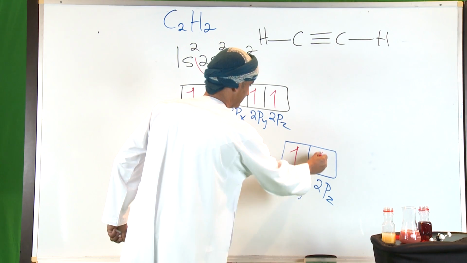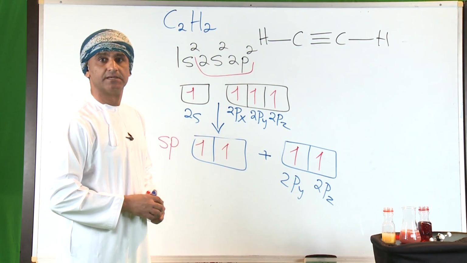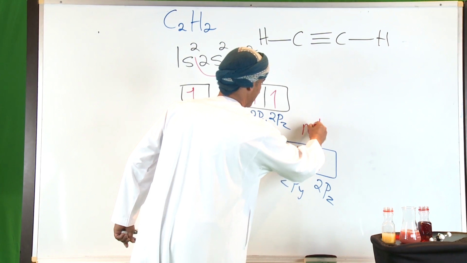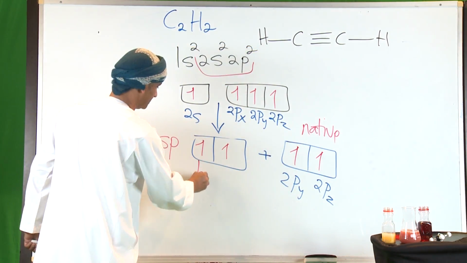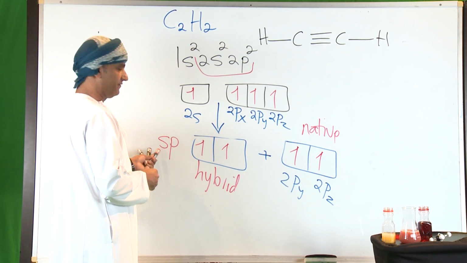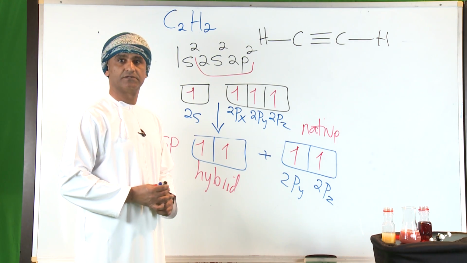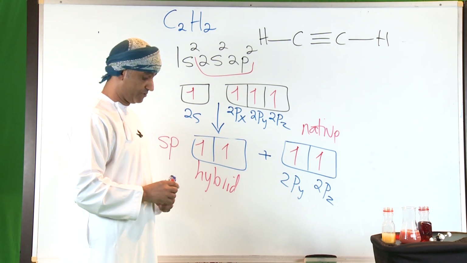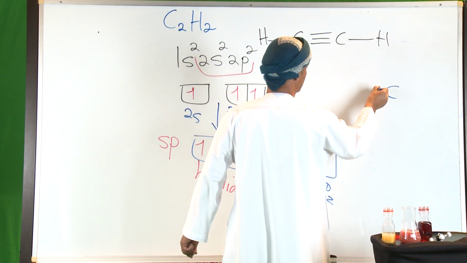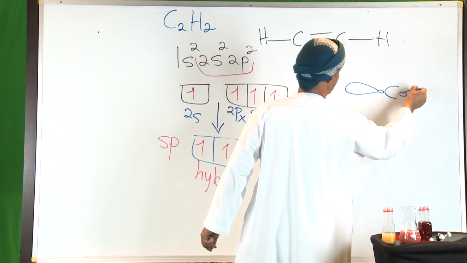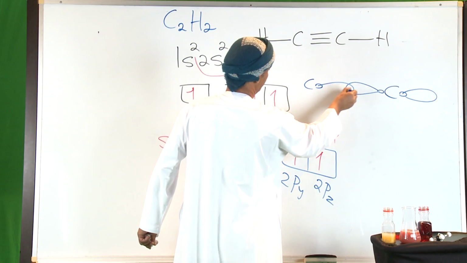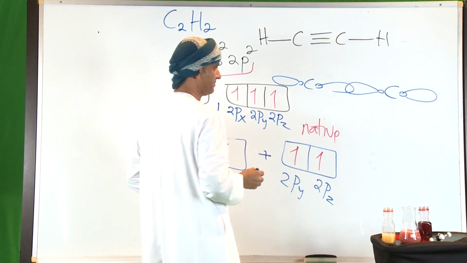And again, these unhybridized p orbitals are native. These are the native p orbitals, whereas these ones are the hybrid sp orbitals. And of course, there are 2 of them around each carbon, in this case of acetylene. Let's again draw a picture of orbitals in acetylene. So there are 2 sp orbitals around each carbon. Okay, so something like that.